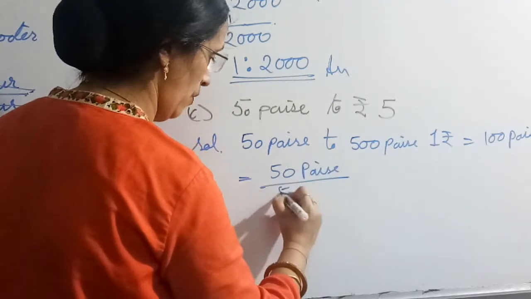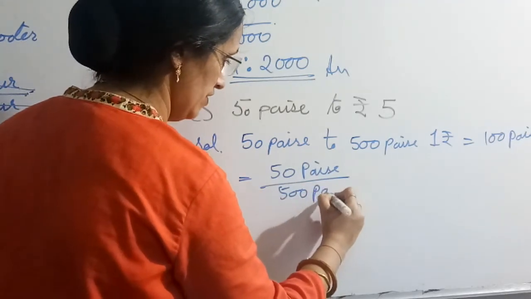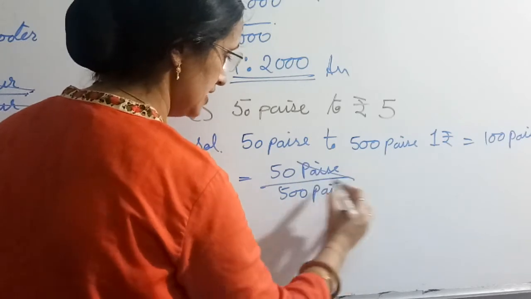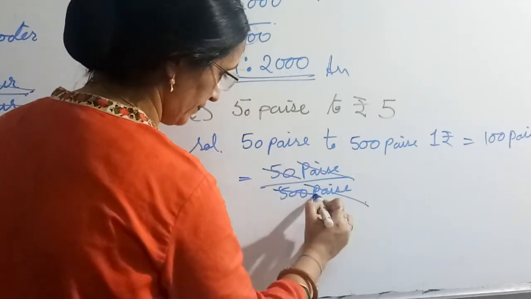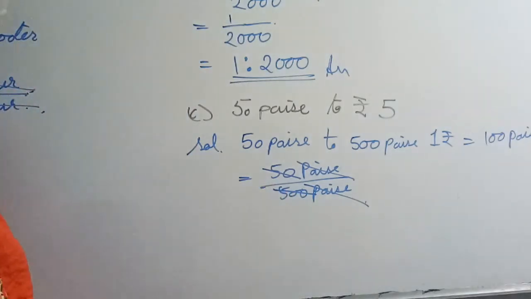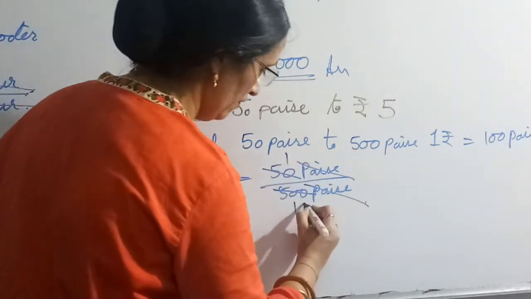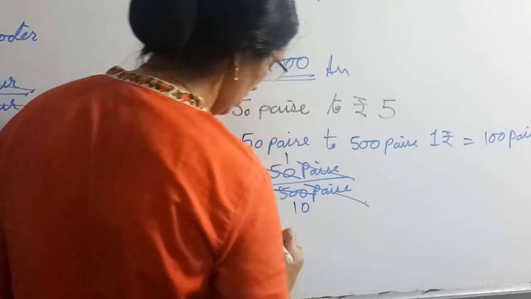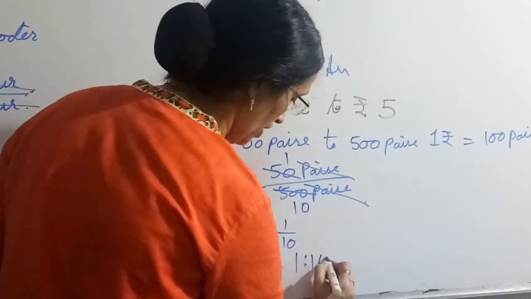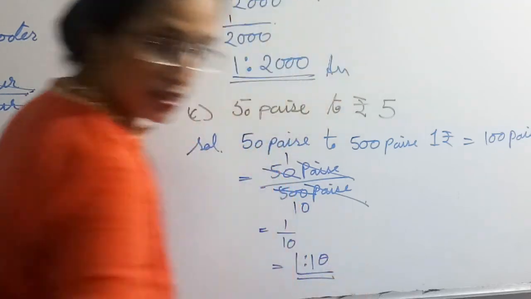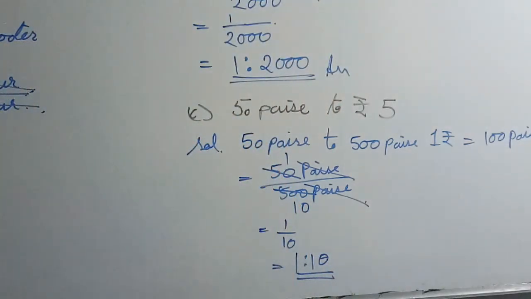50 upon 500, cancel. And from the table of 50, if we directly cancel, 1s and 10s, it is coming 1/10, which can be written as 1:10, and this is your required answer. Clear?